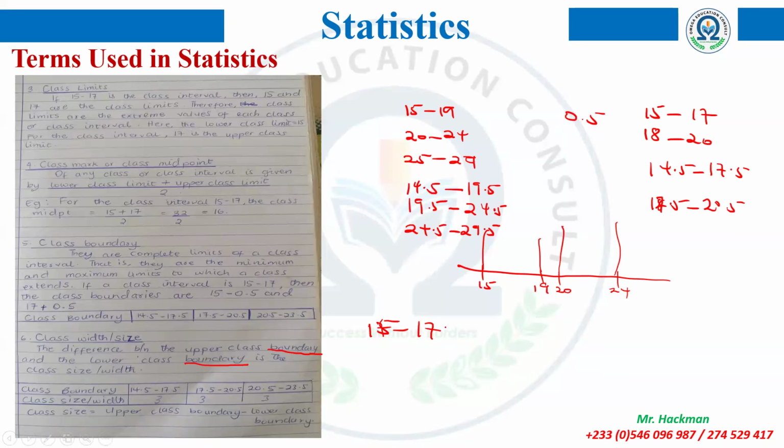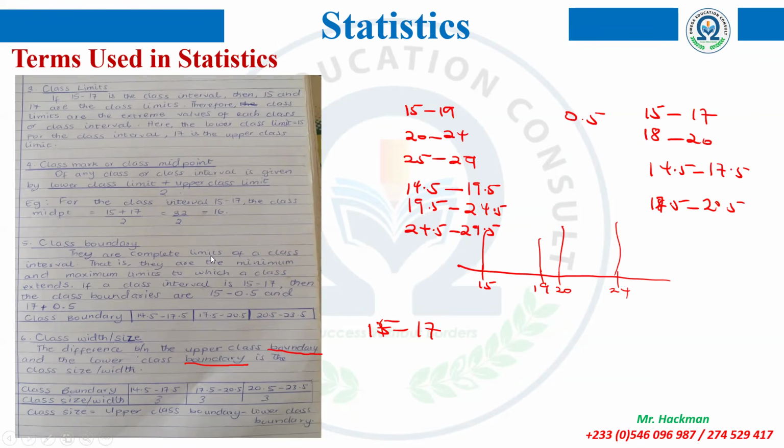So if the class size is defined in terms of limits, then it's going to be the upper class limit minus the lower class limit. So you are going to get 17 minus 15. Would that give you 3? No. Okay, so you can see that what the boundary can do in terms of certain calculations, the limit cannot do. However, what the limit can do, the boundaries can do as well because of the definition here.